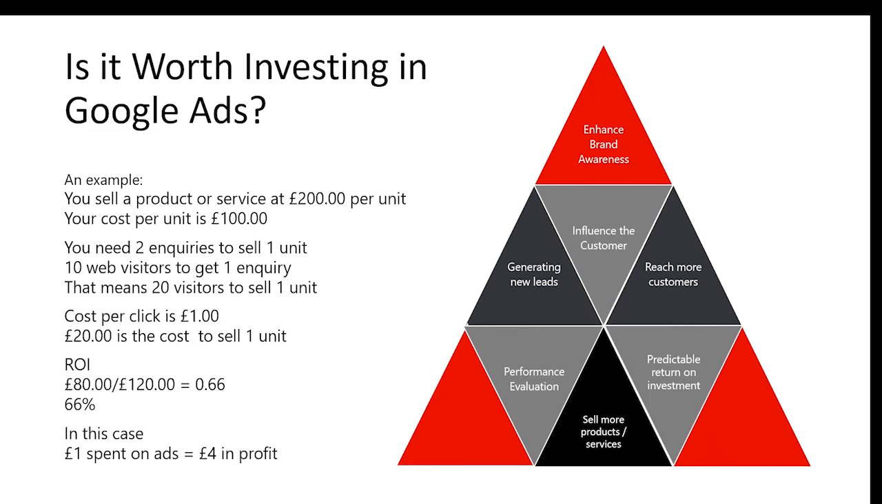Right, so you're coming to a conclusion that you need roughly 20 visitors to sell 1 unit. It costs you £1 to get 1 visitor. So simply you need £20 to sell 1 unit. Your return on investment, this is how much money you are making divided by how much money it costs you, product plus advertising, is 66%, which means it translates into simply £1 put in Google Ads giving you £4 in profit.